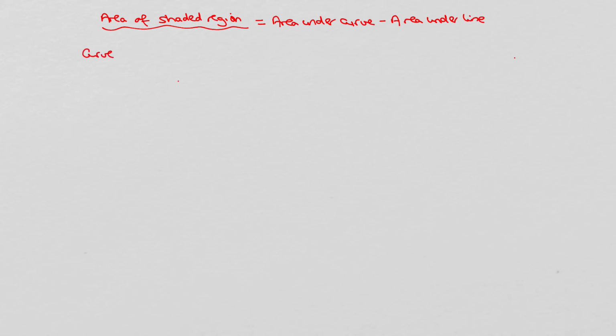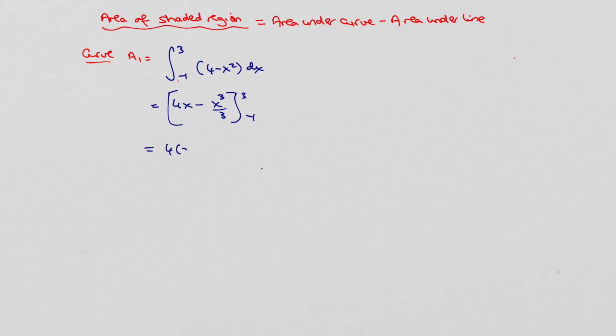So I'm going to do curve first. So I'll call that area 1. So for the curve, it's 3 to -1 of 4 minus x squared dx. So if I integrate there, I get 4x minus x cubed over 3, between 3 and -1. And then sub in for my 3. And then sub in my lower limit, which is -1.